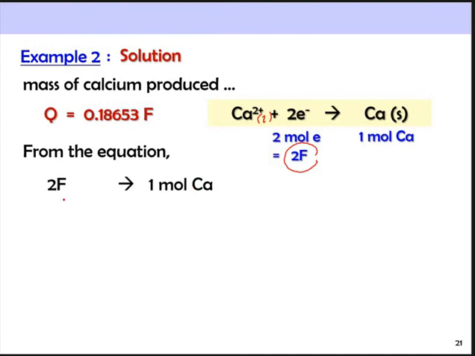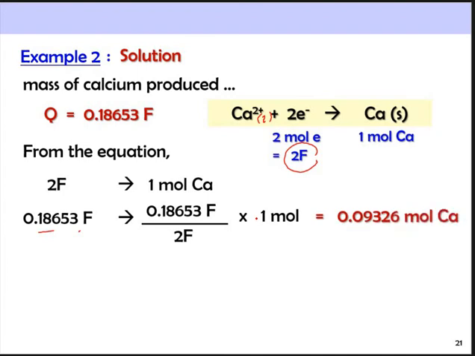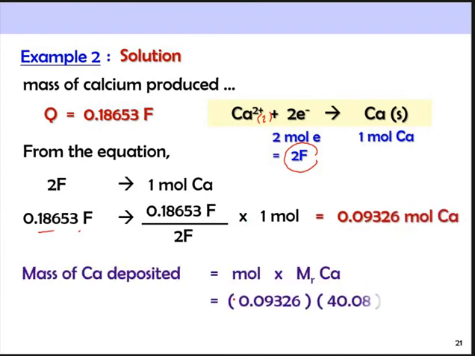Okay, so kita dah tahu nilai Faraday. Kita ada nilai Faraday tadi. Okay, then we can find the mole of calcium. Okay, so dah dapat mole, then we can find the mass. Okay, so the answer is 3.738 gram.